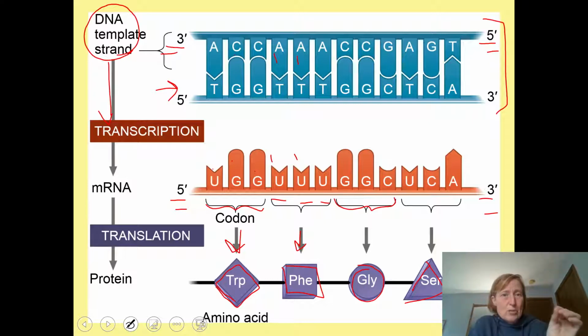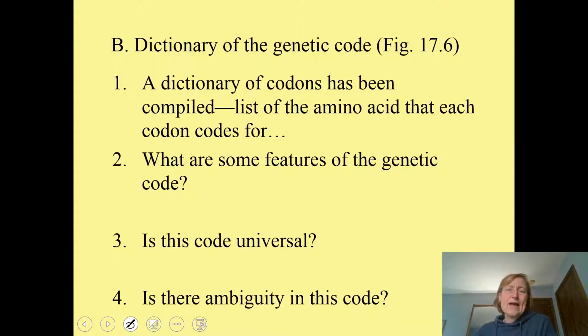So this is actually what happens. Each triplet nucleotide sequence, each codon codes for the building of one amino acid. Okay, this is easy. And in fact, researchers, after they discovered this, quickly compiled a dictionary of codons that lists all of the codons, all 64 possible codons, and the amino acid that each codon codes for.